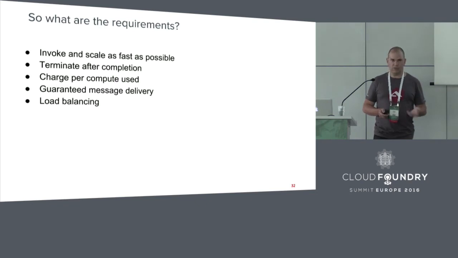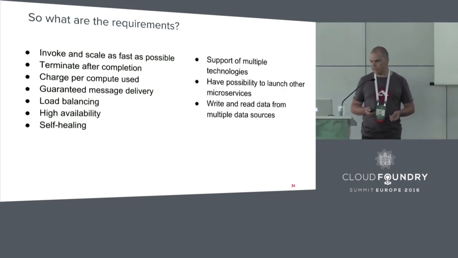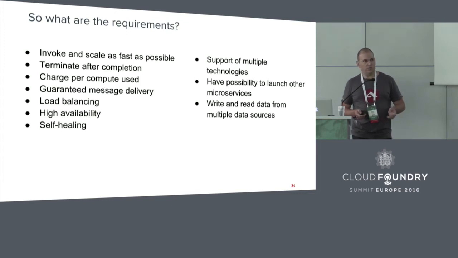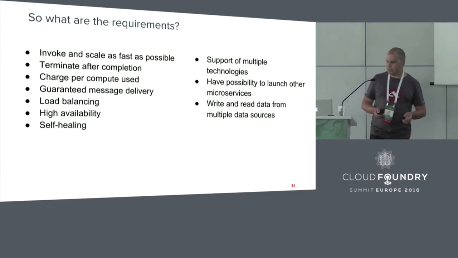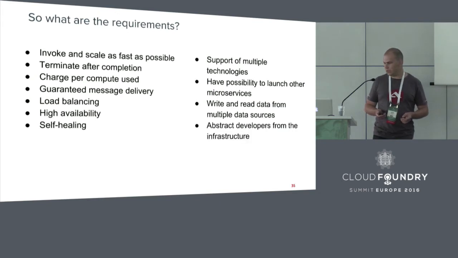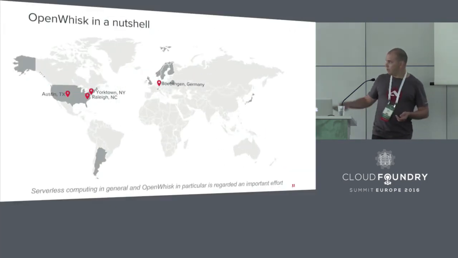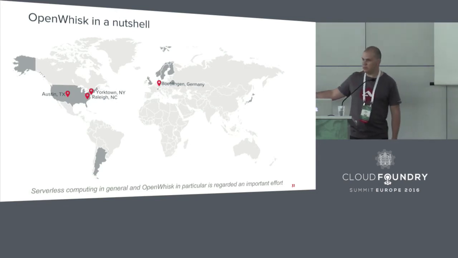We need to have reliability of a service. We need to be highly available and self-healing. Ideally, we need to be able to use different technologies to develop for this infrastructure, to launch microservices, get them connected to different data sources, and also it would be good to have developers abstracted from the infrastructure, so that they don't have to manage all this system, provisioning of containers, taking them down, auto scaling, load balancing, routing, and abstract them from that complexity. So now Andreas will tell you about OpenWhisk and how it helps to address all these questions.